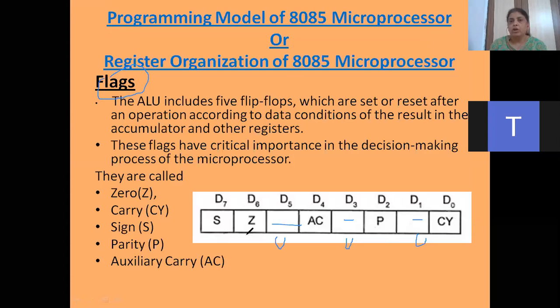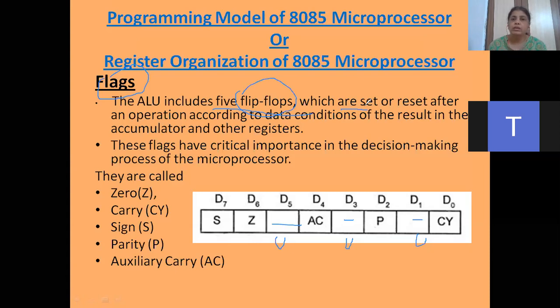Out of 8 flip-flops or out of 8 bits, you are using 5 flip-flops. Here I have written that ALU includes 5 flip-flops which are set. See, how to store information in a flip-flop? It is stored either in 0 form or in 1 form. If it is 0, it is called reset. If it is 1, then it is called set state. हमने पढ़ा था ना RC flip-flop, JK flip-flop, D flip-flop. Okay, so in flag registers you are using D flip-flop. Then when you give 0, it will store 0. When you give 1, it will store 1.